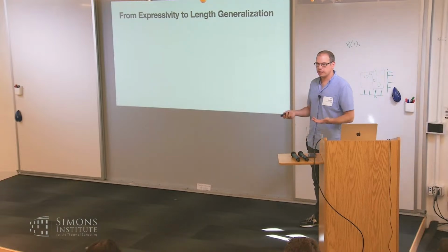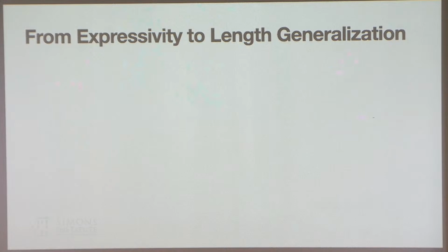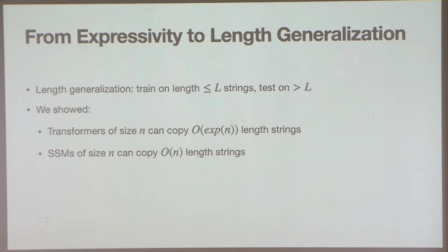Another thing that we might care about, and maybe if we don't care about the speed of optimization, is length generalization. Length generalization would simply mean that I'm training on sequences of length L and then trying to extrapolate to sequences of length larger than L. We showed that transformers can copy strings that are exponential in their size, and state space models need to be linear in the size of the sequence that they can copy.